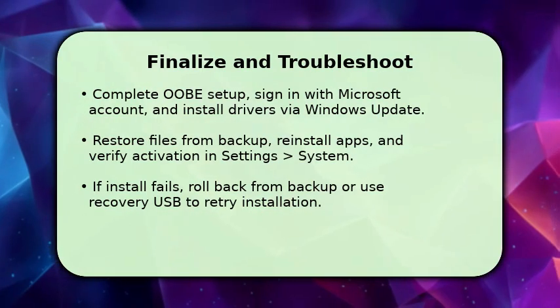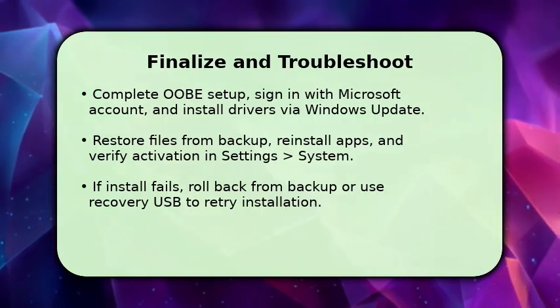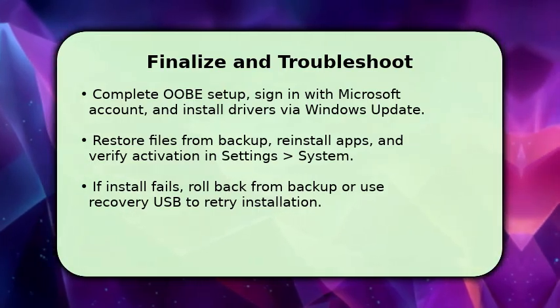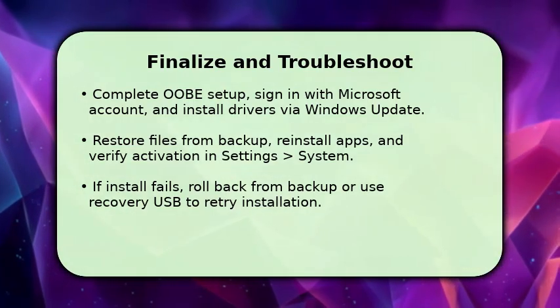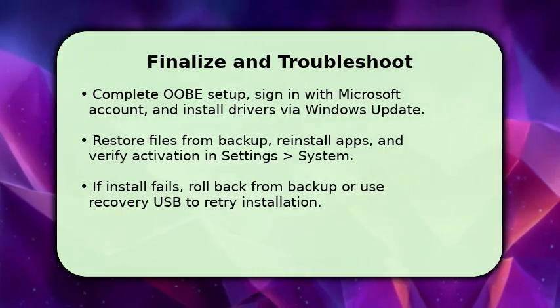You finish by completing the OOBE setup, signing in with your Microsoft account, and letting Windows Update fetch drivers. Make sure to install vendor drivers if any device acts up. Once done, restore files from your backup and reinstall apps, then verify Windows activation under Settings, System.